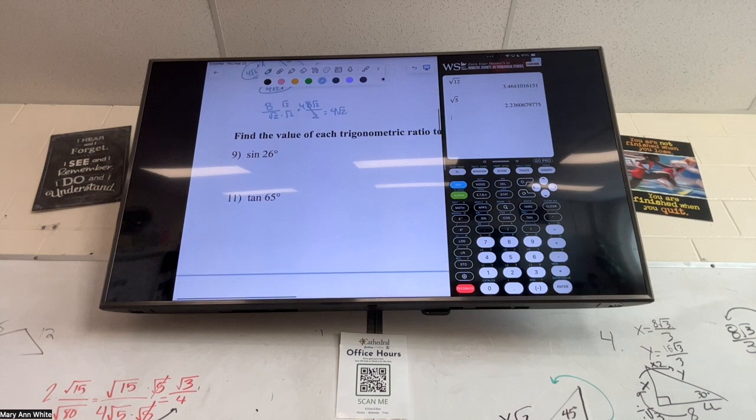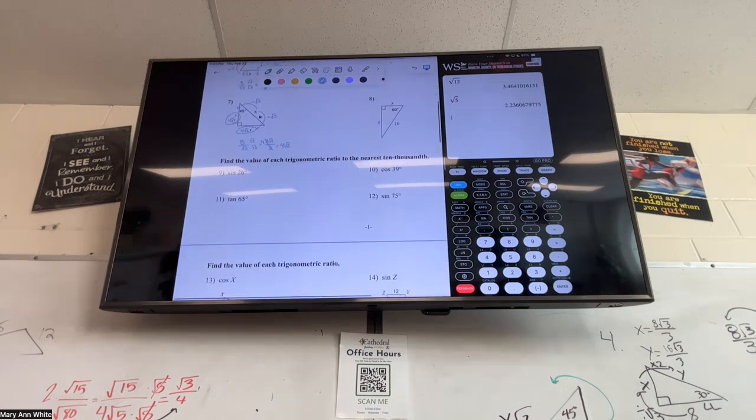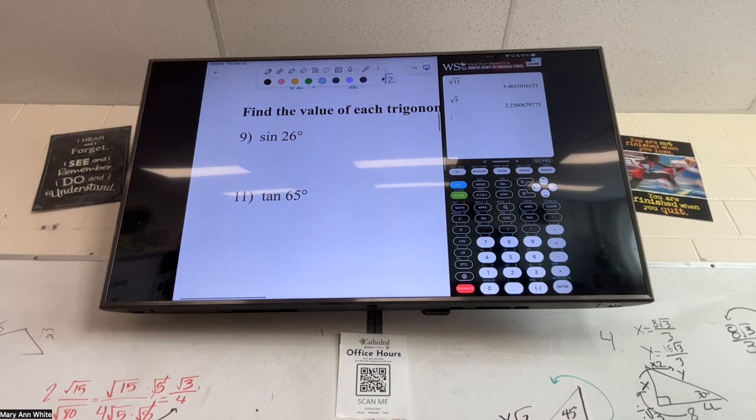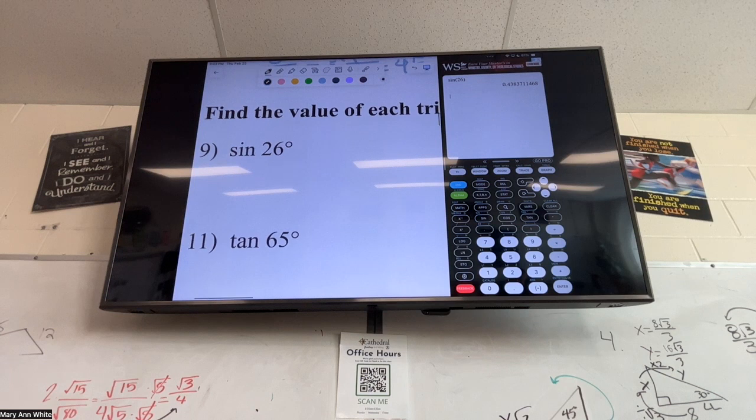Next one says, find the value of each trigonometric ratio to the nearest 10,000. What do I do? Put it in my calculator. Ryan goes, that's easy. I love that. I don't know how to do this. You can check your answer with mine on the board. I'm gonna round that last 3 up to a 4 because there's a 7 behind it.